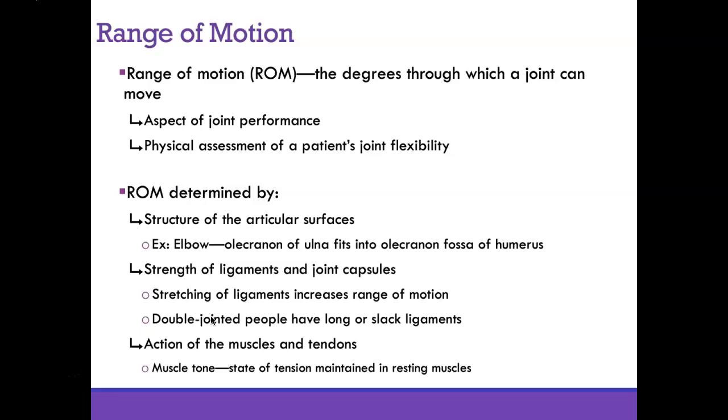Finally, the act of the muscles and tendons themselves influence range of motion. If you don't have strong muscle tone, you won't be able to have the full range of motion on a certain joint. So the muscle tone, right, is also a factor of range of motion, which is the state of tension maintained in your resting muscles.